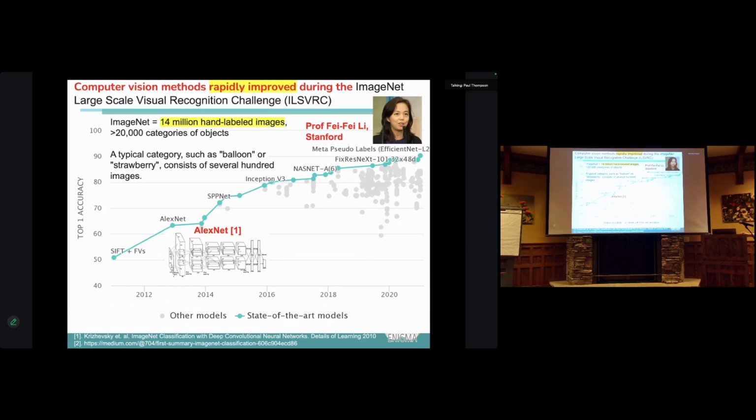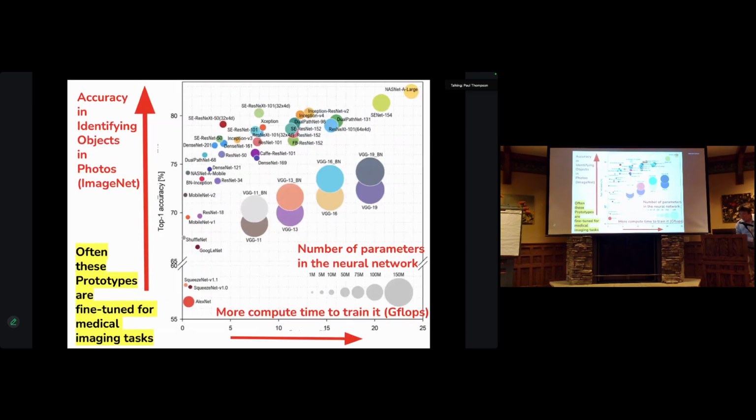So some of these might have been labeled wrong. I mean, maybe the asymptote is lower. So you could say, well, all right, in terms of accuracy in identifying things, and the more compute time to train it, and then the bigness of the dot is the number of parameters in the neural network. These are things that your students could try. I mean, most of these are available.